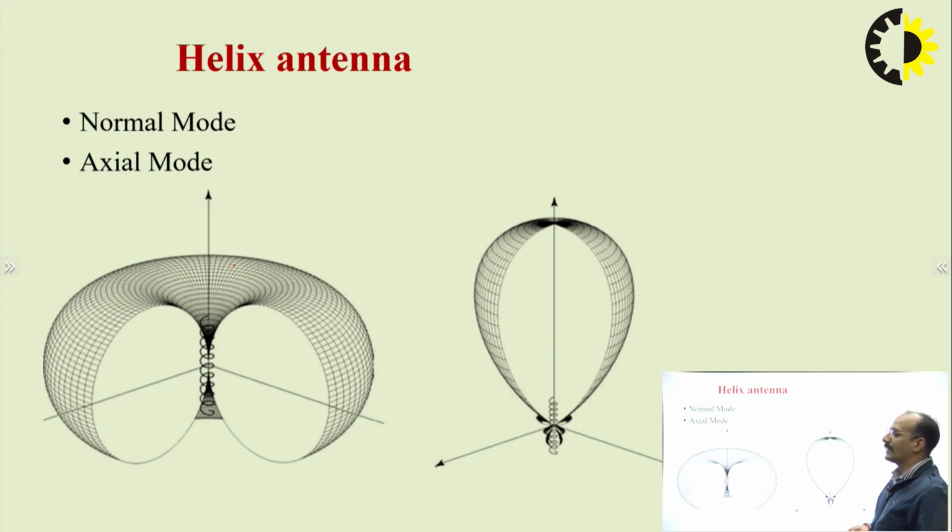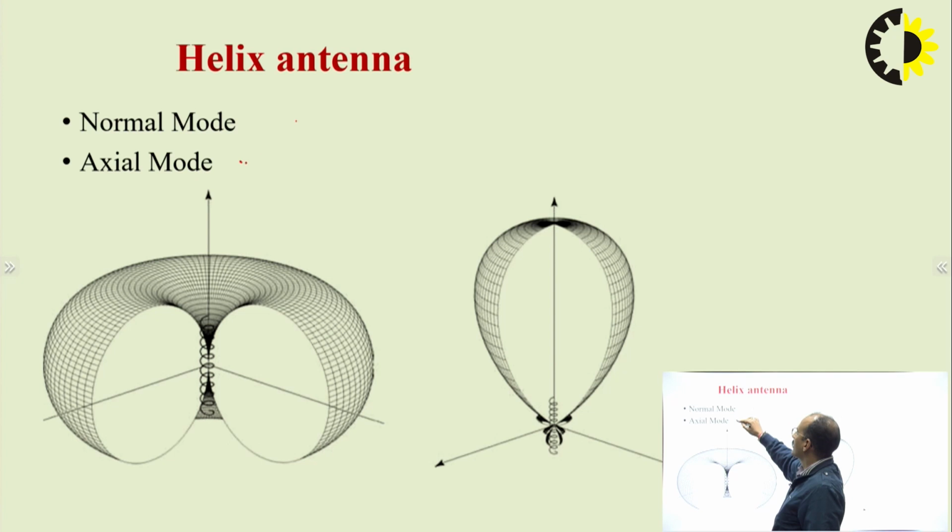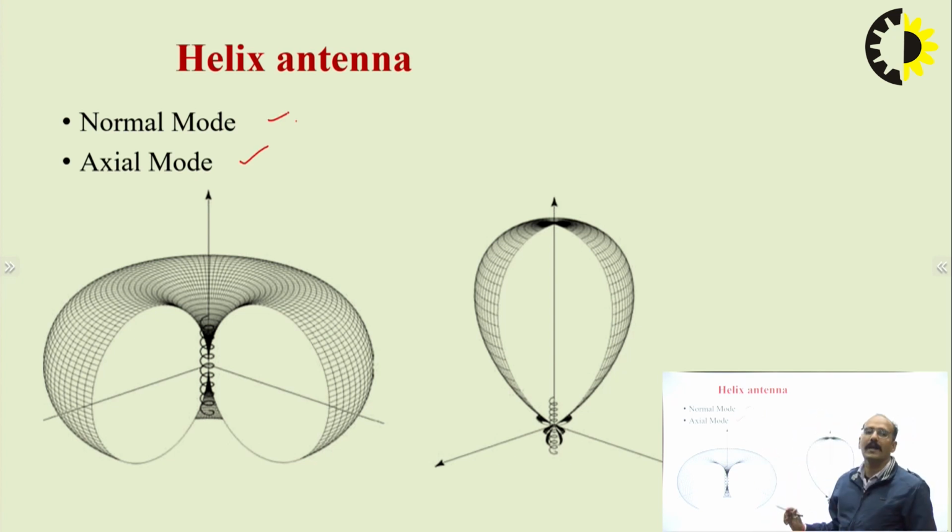So the helix antenna will work in two modes. First one is normal mode and second one is axial mode. When it is in normal mode, it will work just like a dipole antenna. You can see that this is the 3 dimensional radiation pattern of the helix antenna in normal mode, and it is the same as a dipole antenna. But in the axial mode, this same antenna will be very directional in one direction, and that makes this antenna used for extraterrestrial communication.